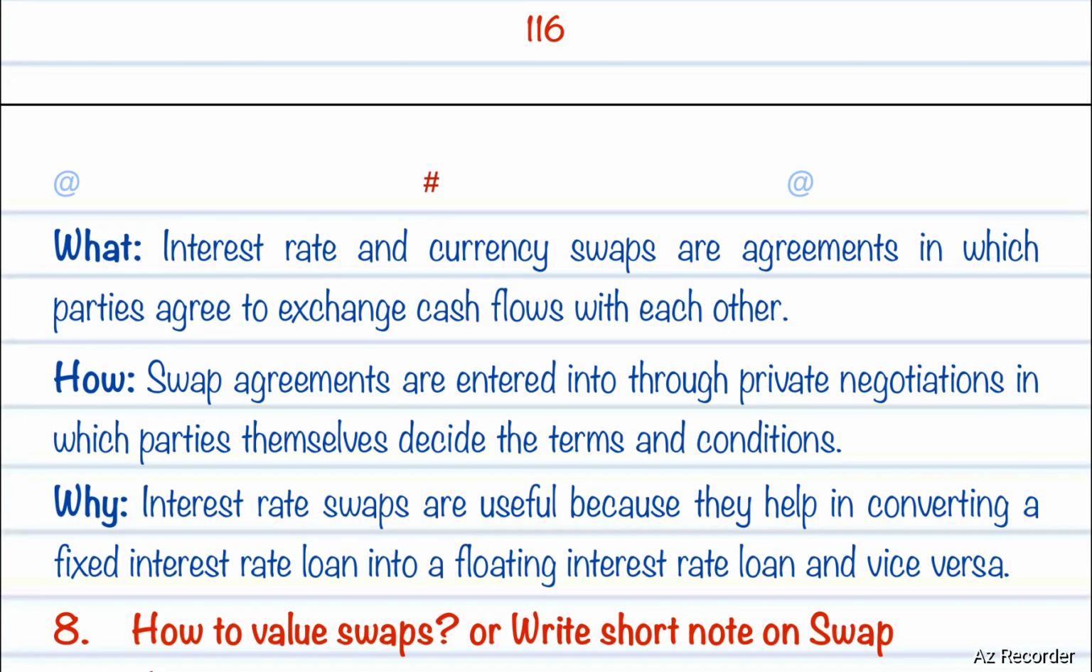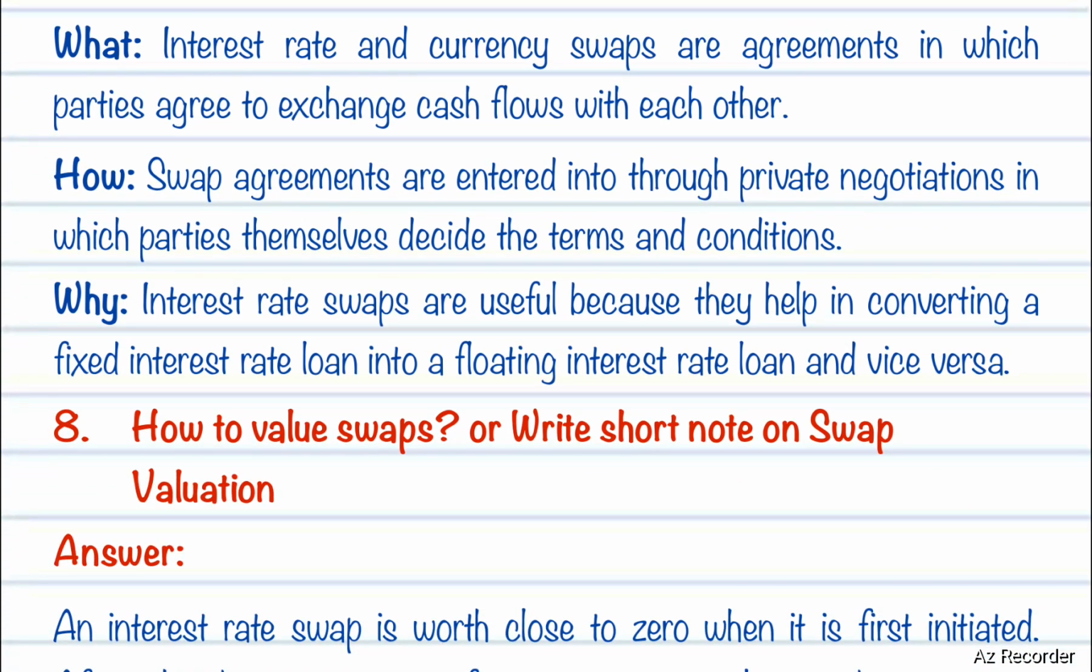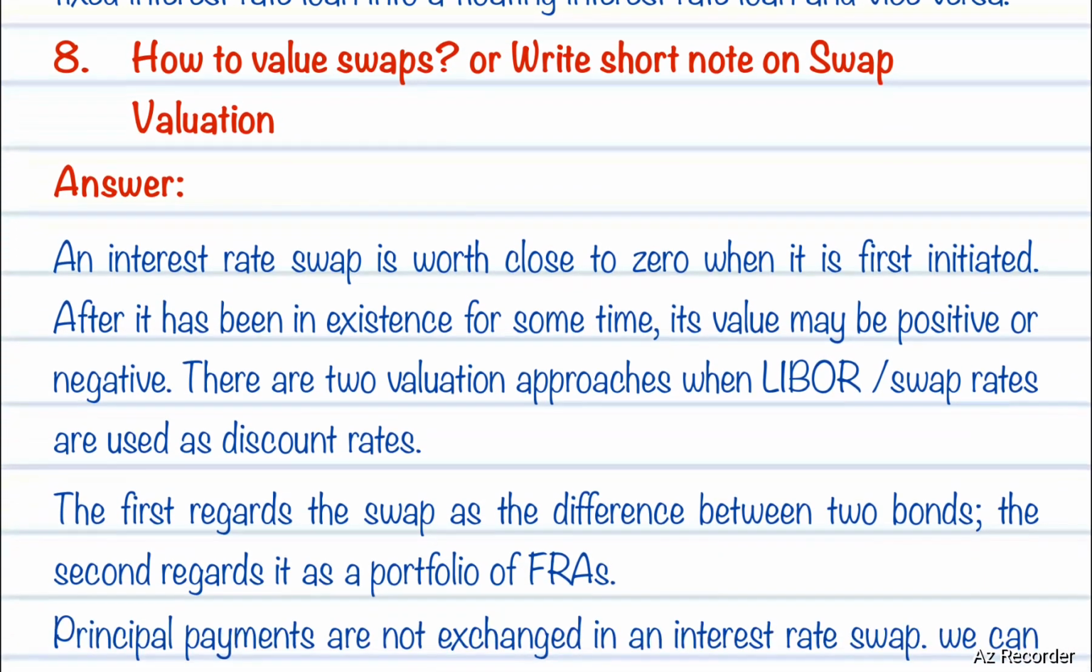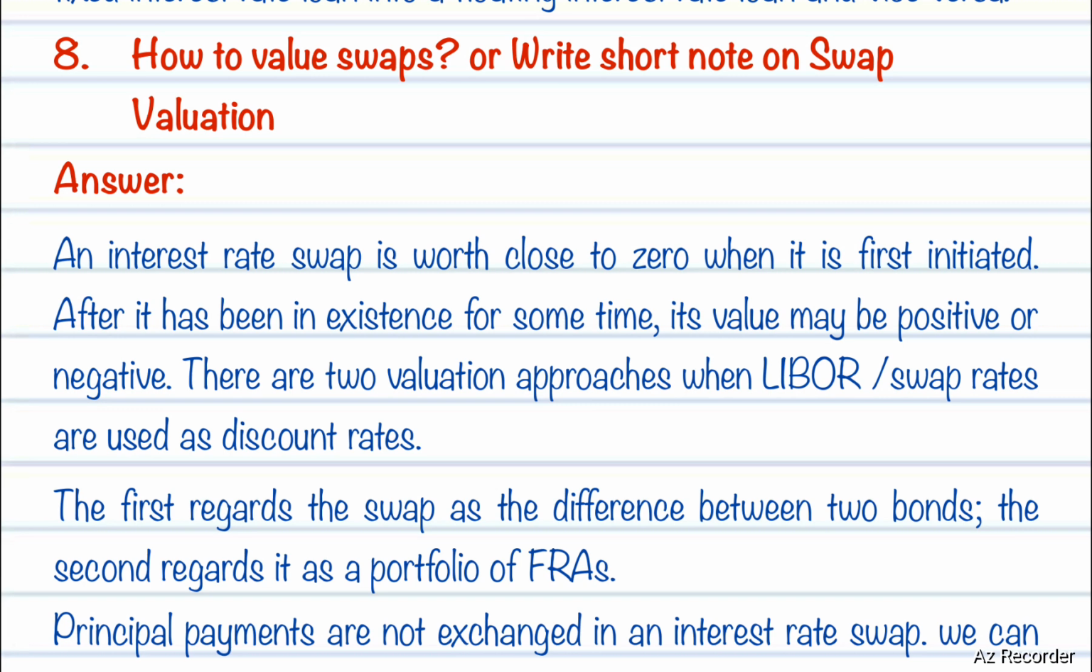Interest rate and currency swaps are agreements in which parties agree to exchange cash flows with each other. Swap agreements are entered into through private negotiation in which parties themselves decide the terms and conditions. Interest rate swaps are useful because they help in converting a fixed interest rate loan into a floating interest rate loan and vice versa. How to value swaps, or write short notes on swap valuation.